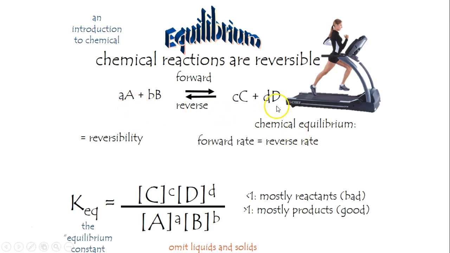You know, when you have a solid, that usually means that, for a product anyhow, it has precipitated out of solution. General rule, omit liquids and solids. This is an introduction to chemical equilibrium.